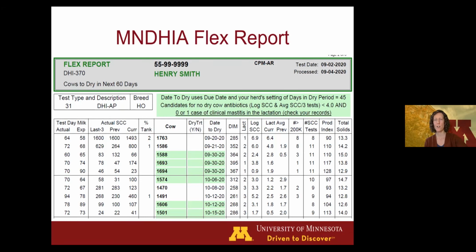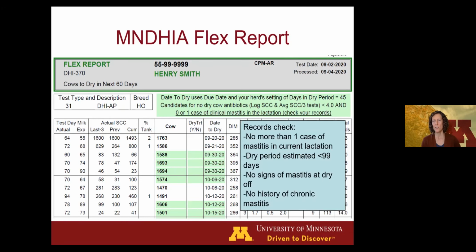But you'll notice here it says check your records. So the guidance is you get these cows that are potentially eligible, and then you go and you look at the records and you say, yep, she hasn't had more than 1 case of clinical mastitis. She's got a dry period that's less than 99 days. We don't want to practice this in cows that have an extended dry period for some reason.